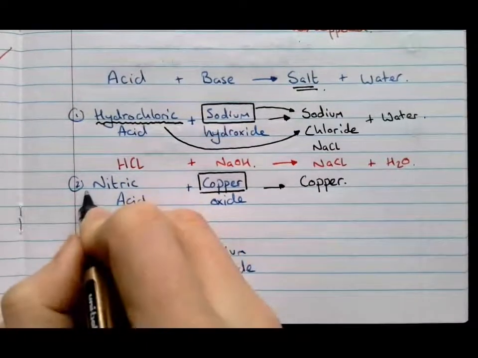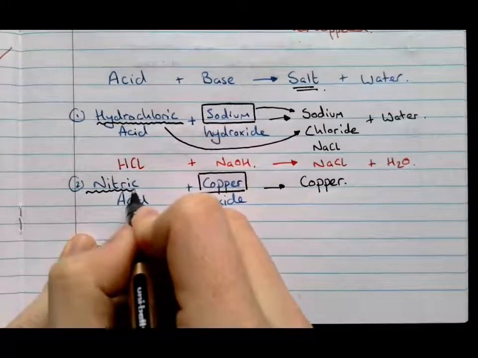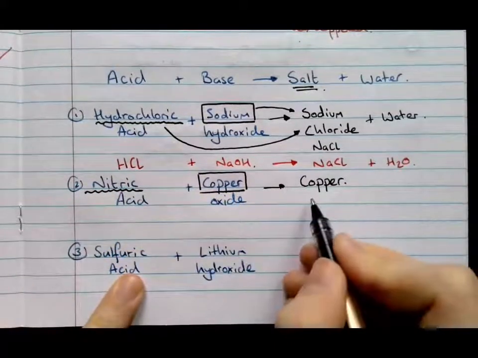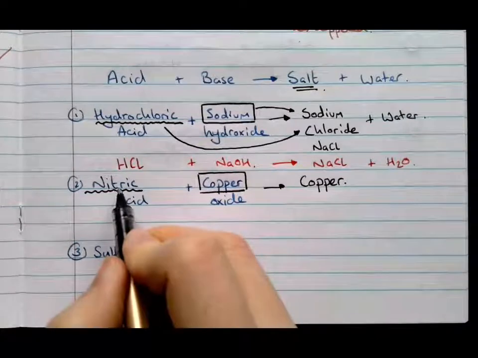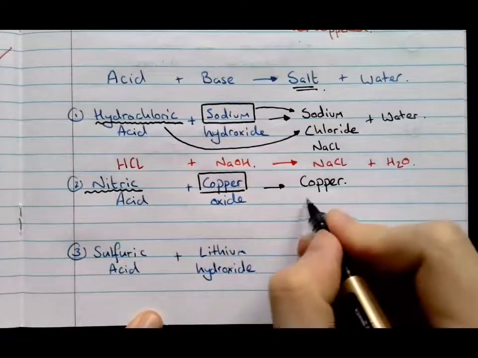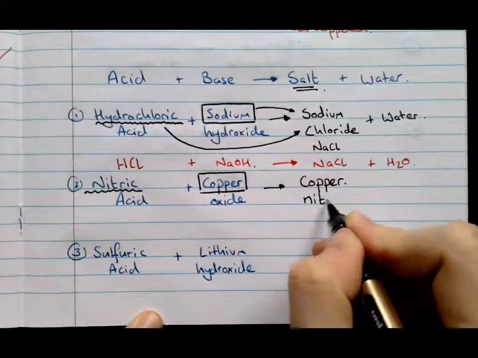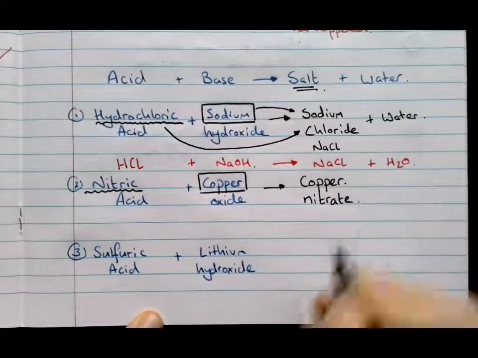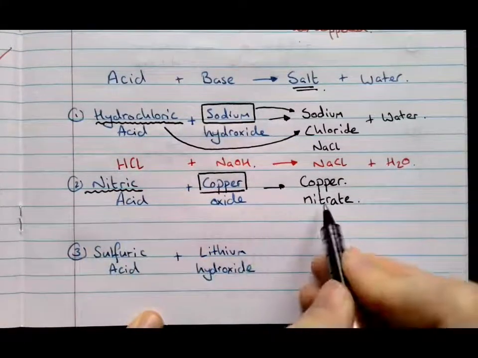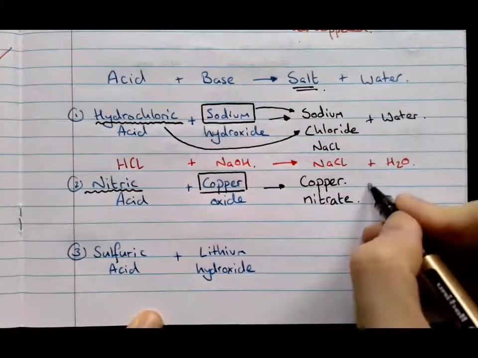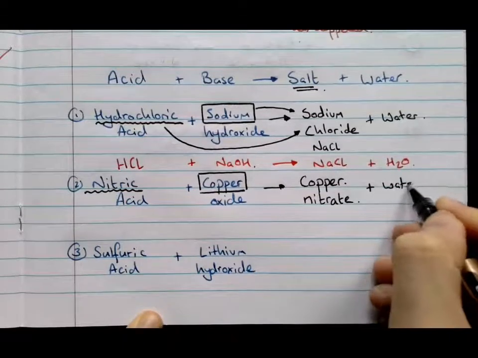And then we take the name of the acid. Now in this case, it's not hydrochloric acid, so this won't be copper chloride. It's nitric acid, so this is going to be copper nitrate. So nitric acid gives me a nitrate. And of course we have water.